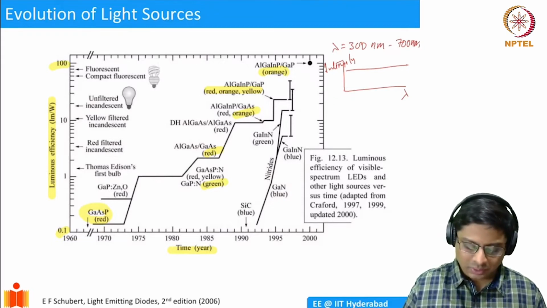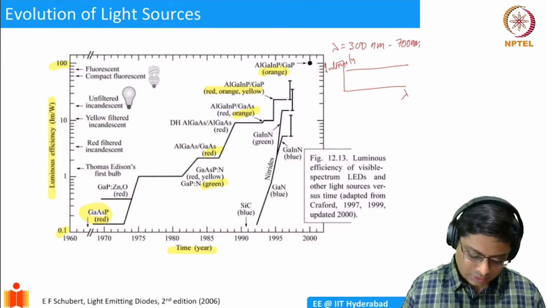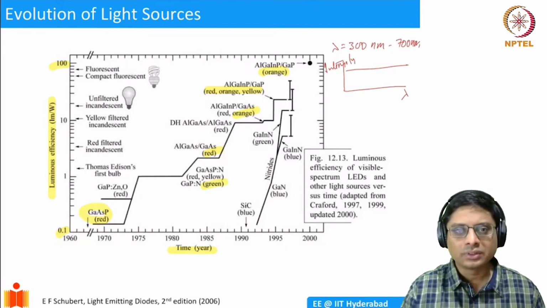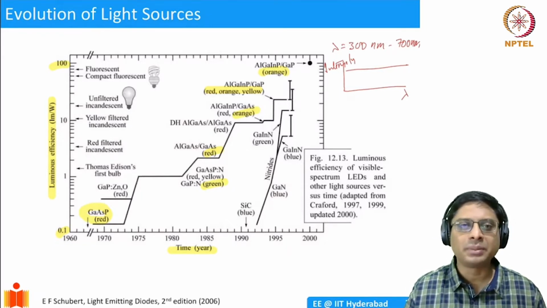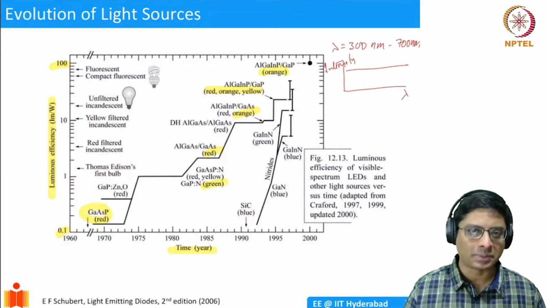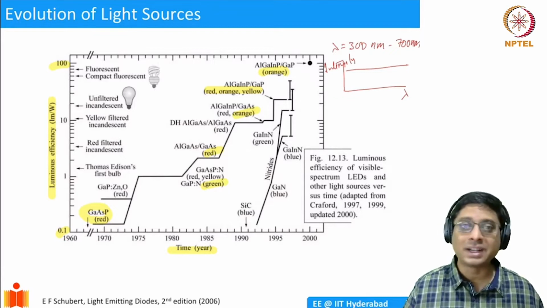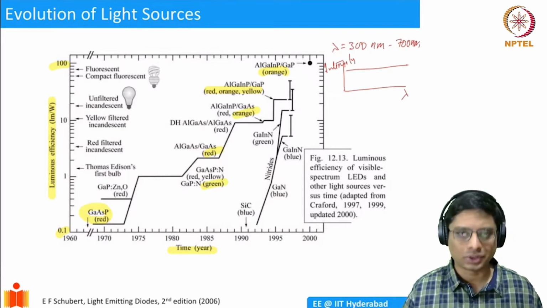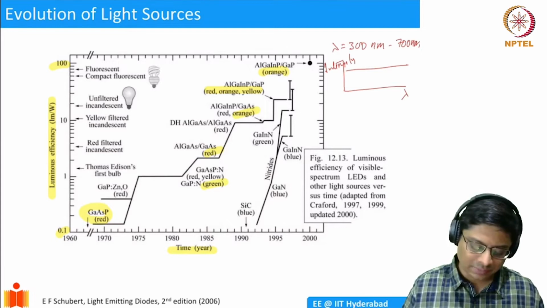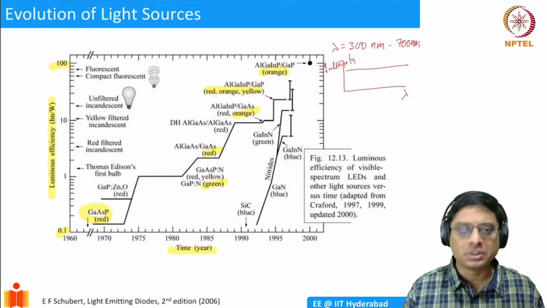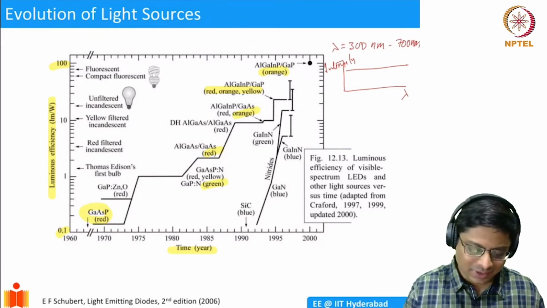So what we would like to do is have a source which emits at different wavelengths. But we've already seen that for a particular material, the band gap defines where the emission happens. So is it possible to have a wide range of band gaps in the same material? Well, of course not. We are not going to have that. So we'll have to tune the band gap, and that is essentially what is shown here.